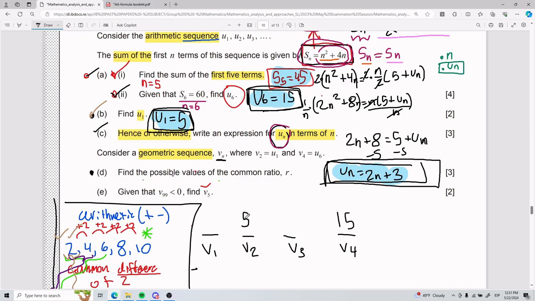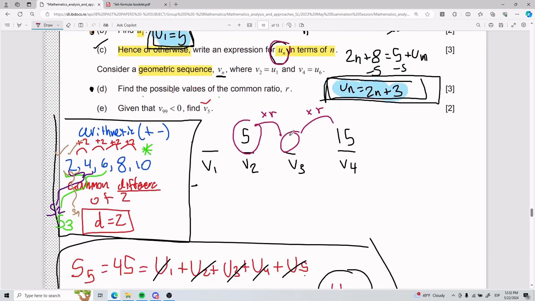So, guys, to reach from 5 to 15 in the geometric, how many times did you apply R? You applied it once here, and once over here. Clearly, you ended up with a bigger number, so you know it's multiplying. Technically it's always multiplying, but for us to think about it, it's multiplying by something greater than 1. So you apply R twice to reach 15. So 5 times 2R has to equal 15.